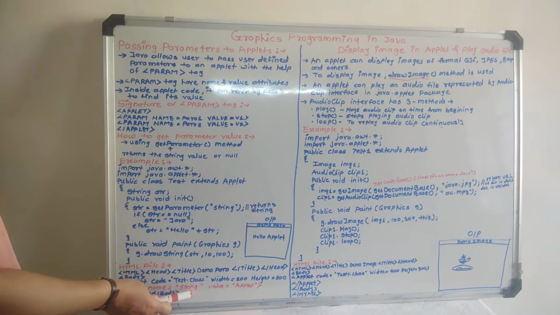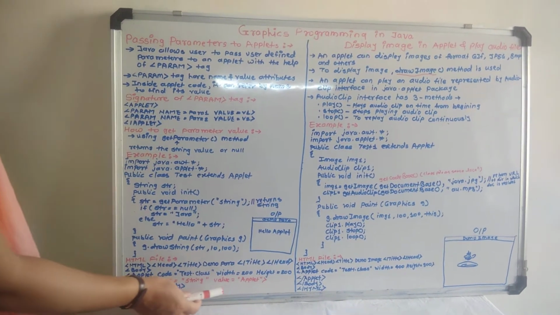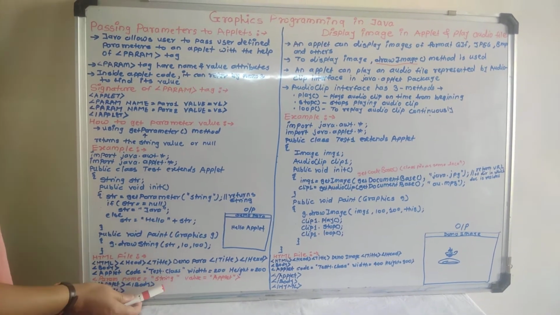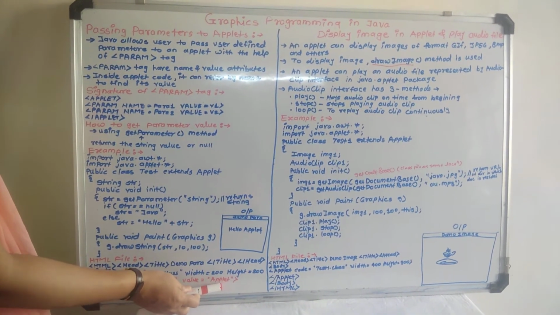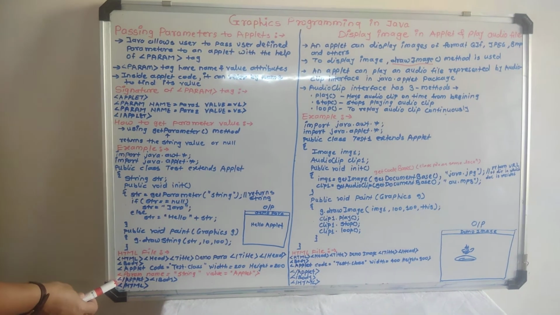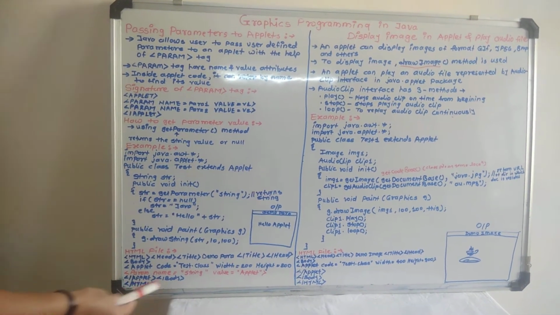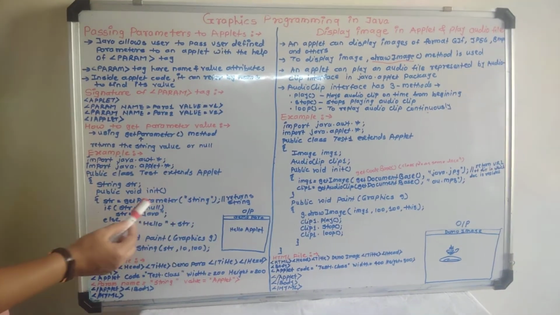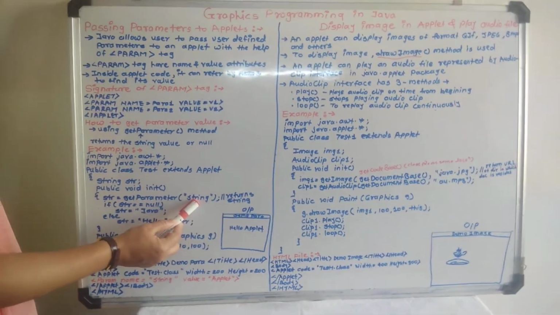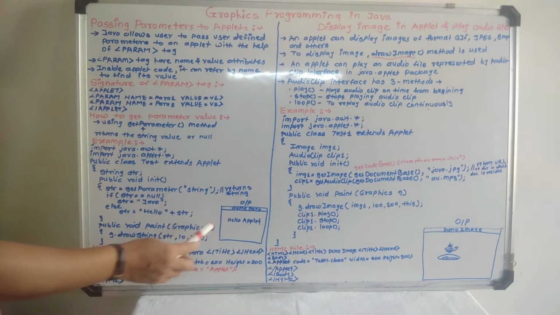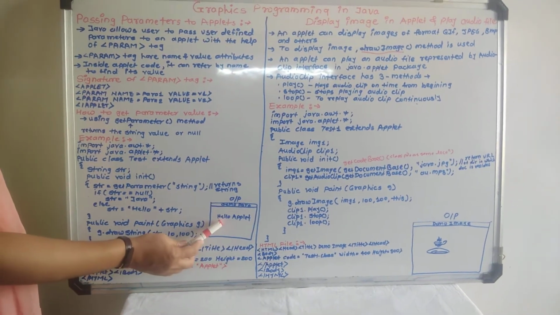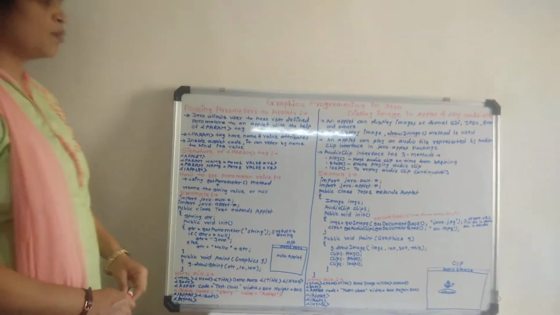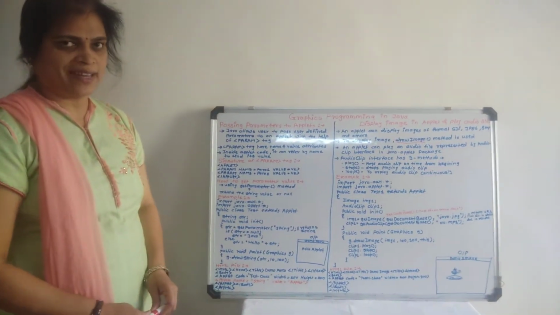That name you have to pass in a param tag. And the value for that name, that parameter, that means for that string, we put as applet. And then we end the applet tag and HTML tag. This value is going to be returned when this getParameter method is called. That's why when we execute this program, the output we get is hello applet. This is all about how to pass a parameter to the applet.